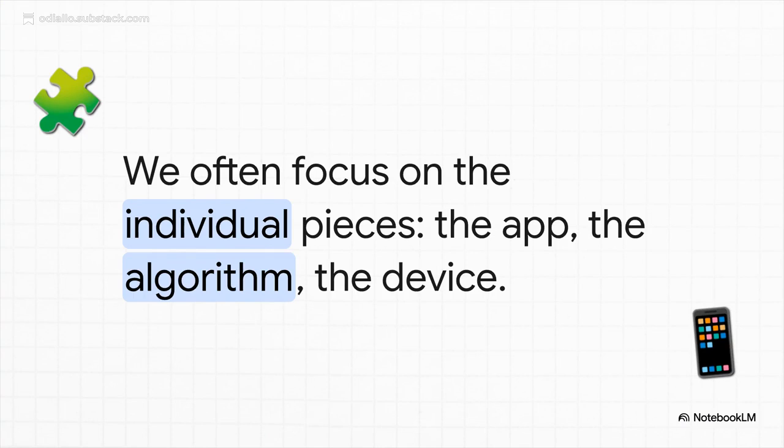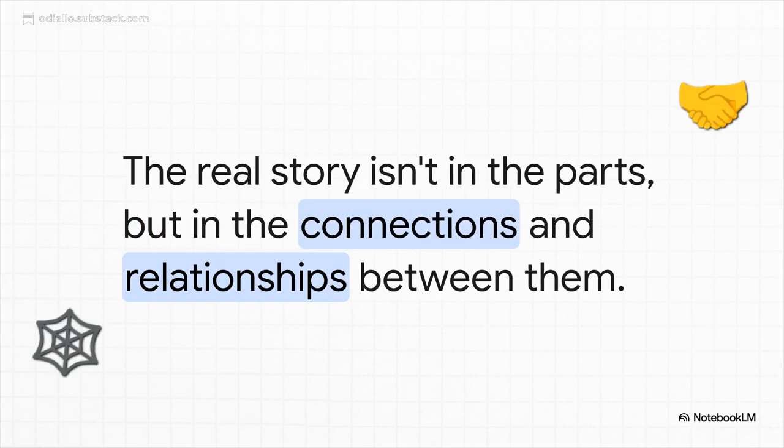So typically, when we try to understand technology, we break it down into its parts, right? We look at the app, we look at the algorithm, we look at our phones. We tend to see each piece on its own. But here's the thing. The real story, the one that actually explains how these things behave and evolve, isn't in the pieces themselves. It's in the connections. It's in this huge, invisible web that links all the users, creators, platforms, and advertisers together.